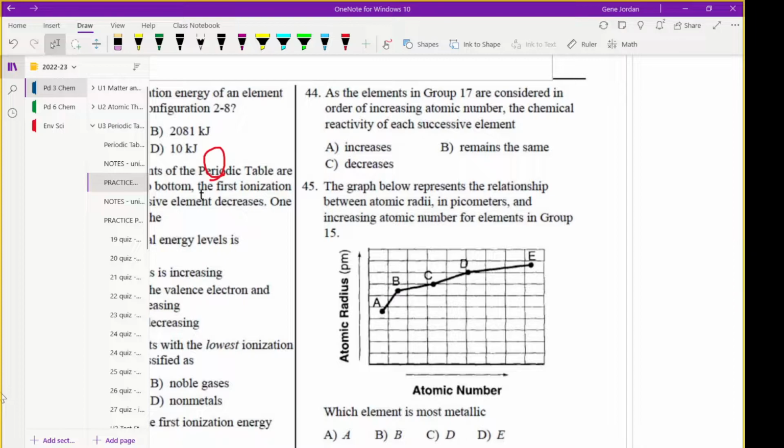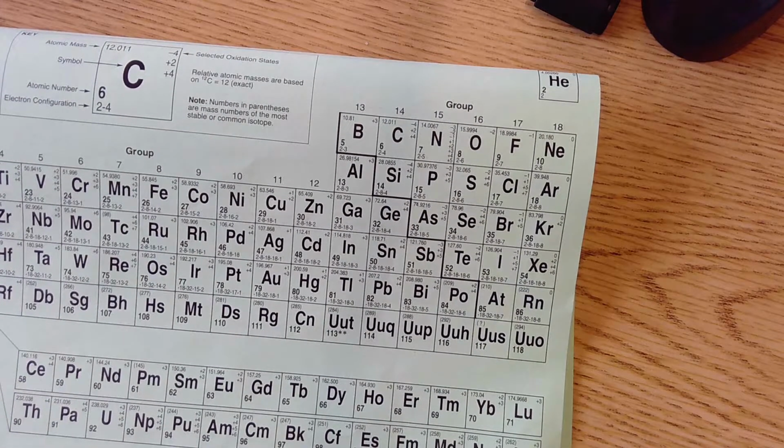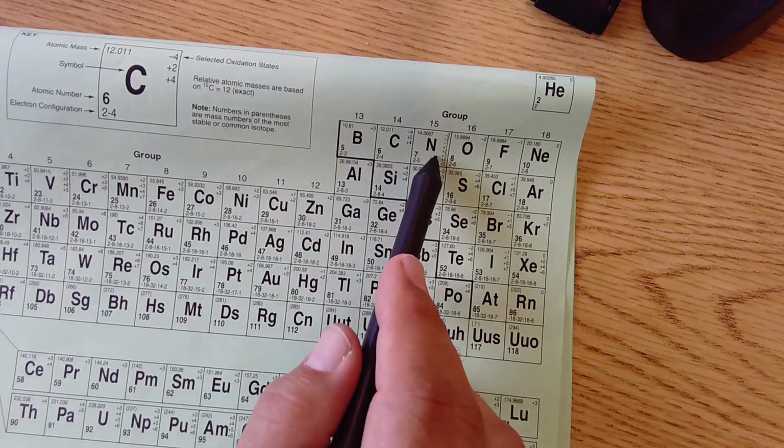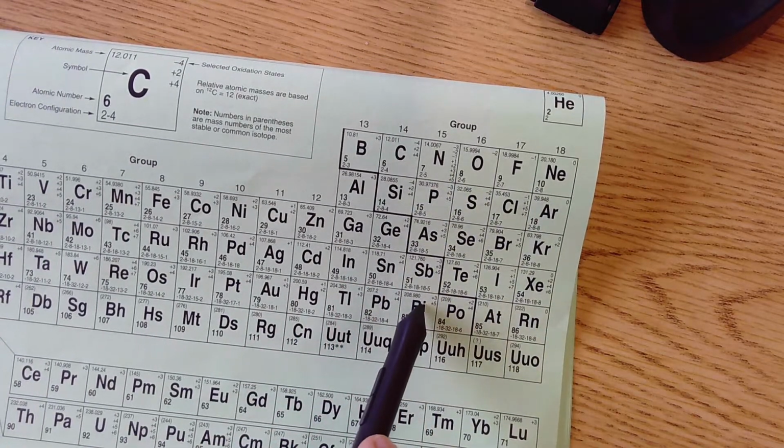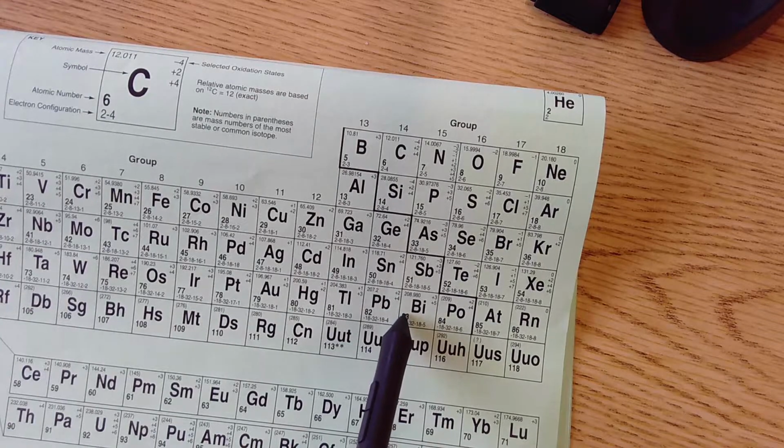Okay, moving on to 45. The graph below represents the relation between atomic radii, right here, and the atomic number. So we know that this is some sort of element, and then they move forward, and we know they are group 15. So these are all good clues. We can actually figure out which elements they are by looking at group 15 and looking at the lowest atomic number first. So if we take a look at group 15, it starts with nitrogen, and we know it has to have more and more shells, or in this case, atomic radii is increasing.